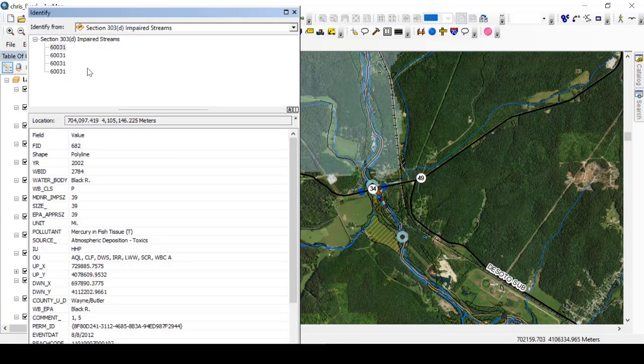So what we're seeing here is that this segment of this stream is impaired, and all of these are stating mercury in fish tissue. Now, this is not something that we would have to contact DNR for, but it's usually indicative that there's some kind of impairment when we see this line right here with these funky colors. So we go in and see what that's all about.